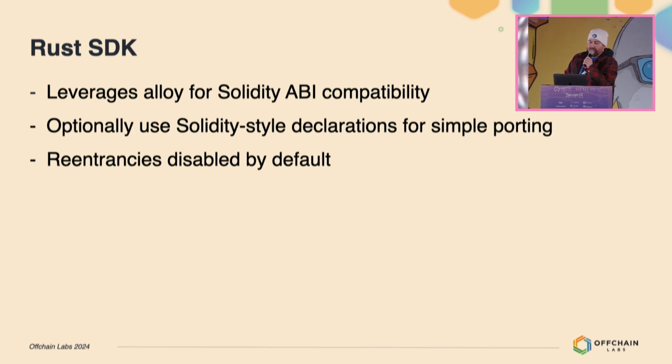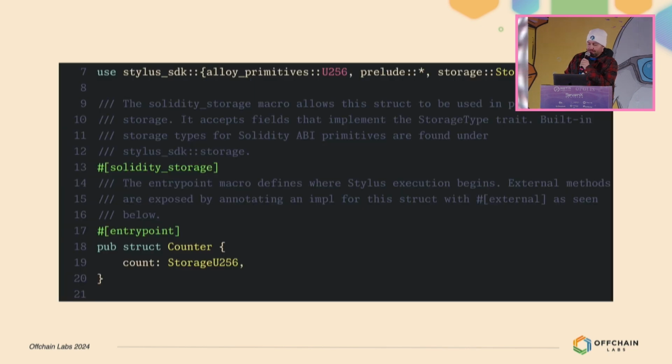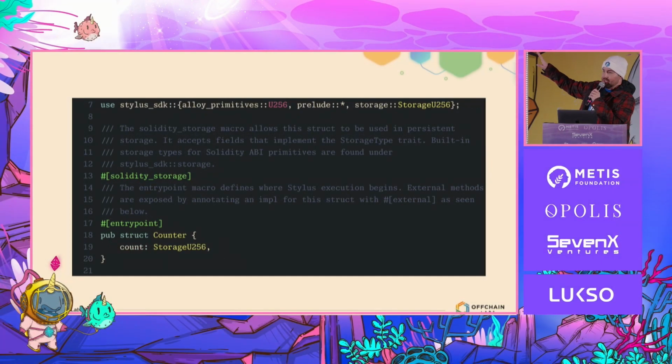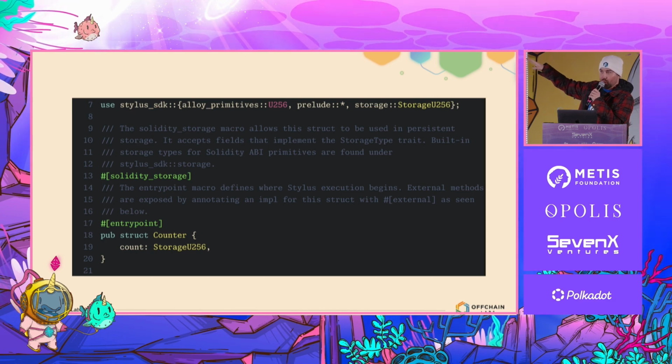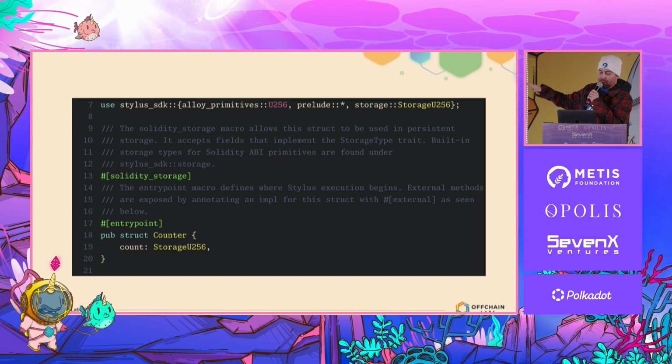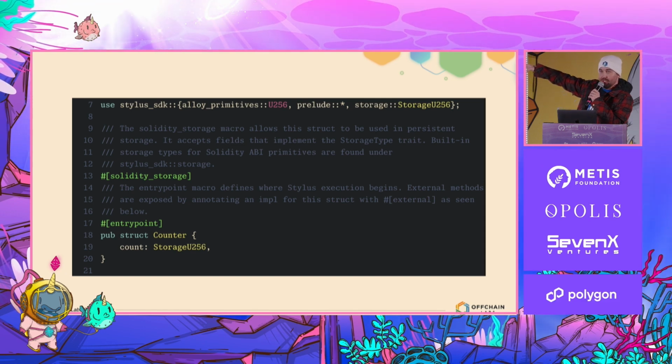You have to write unsafe code in order to enable it. This is just a high-level overview of the syntax, a real simple example. Basically, you just declare a struct. This is a counter contract with just a single count variable. And the Stylus SDK provides a set of storage primitives that you use when you're declaring your state variables on your contract. And this one is a U256, so it's just a standard 256-bit integer.